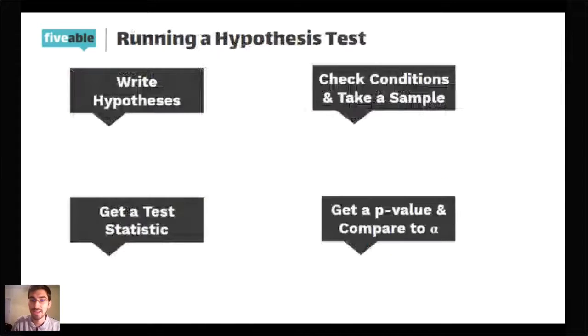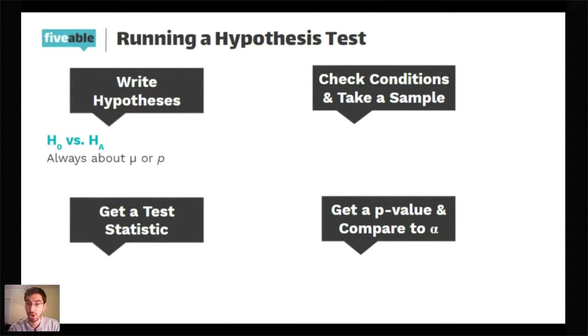The first thing in the top left is to write hypotheses. Feel free to put in the chat things you already know about these. But hypotheses, we have an H0 or a null hypothesis and an HA or an alternative hypothesis. The thing you need to know about these hypotheses is they are always about parameters.